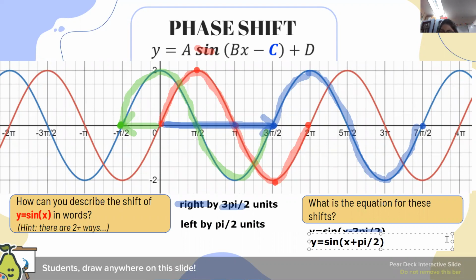Remember, do the opposite of what you think. So if we're going to shift to the left by pi over 2 units, if I'm going left, I'm going to go in the opposite direction. I'm going to go positive pi over 2 for my equation. Let's do some more. And I'm going to challenge you guys to change your perspectives and see if you can figure out how far it goes to the left and how far it goes to the right.